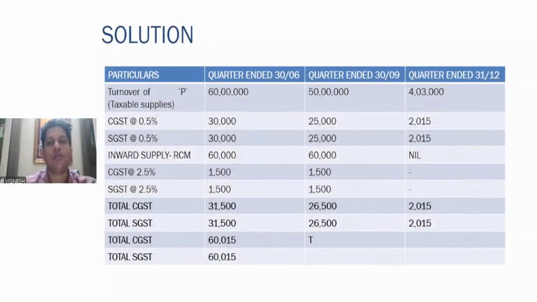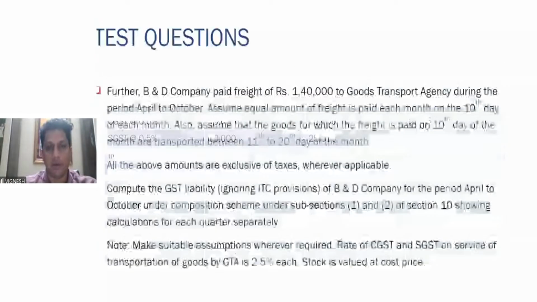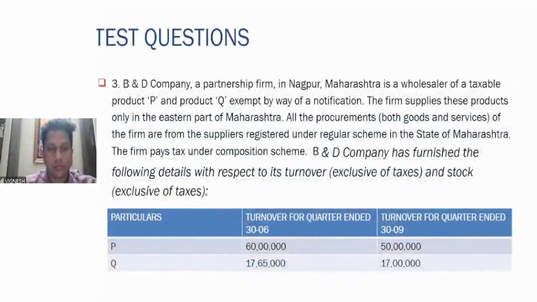So if you see here, first you have to calculate the turnover. If you look at the turnover here, P and Q both have to be taken into consideration. So please take out your calculator. 60 lakhs is P till 30th June. 50 lakhs is again P till 30th September. Again, he's talking only about the quarter. So these both you have to add. Then for Q, 17,65,000 for 30th June quarter and 17 lakhs for 30th September quarter. So total comes to 1 crore 44 lakhs 65,000.